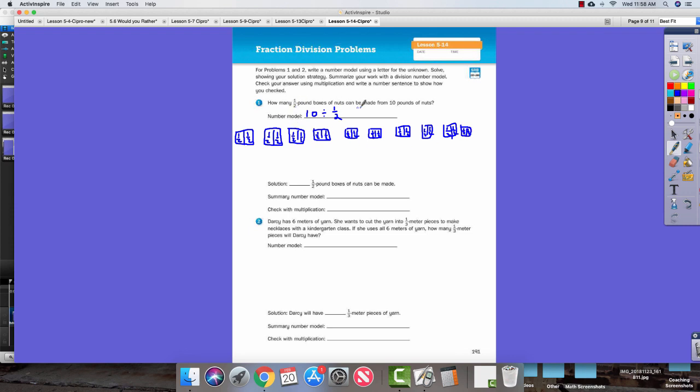So, how many half-pound boxes of nuts can be made from 10 pounds of nuts? Well, I can make 20 half-pound boxes: 1, 2, 3, 4, 5, 6, 7, 8, 9, 10, 11, 12, 13, 14, 15, 16, 17, 18, 19, 20. I'm seeing how many times a half goes into 10, so it makes sense that my quotient in this case is larger than my dividend, or what I started with. So again, I hope this helps you divide a whole number by a unit fraction.